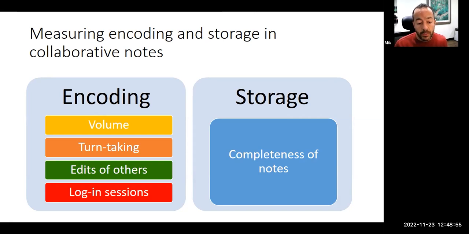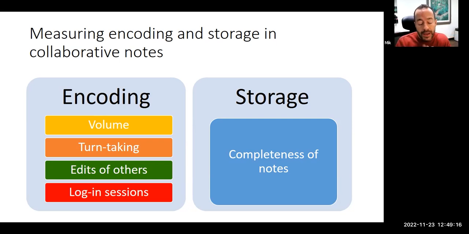For example, one of the things we could look at is volume. How many words does each person write? And then, how many words does the whole group write? So you could have an individual variable of how many words student A wrote or student B wrote, and you could have a group variable: how much did the whole group write?